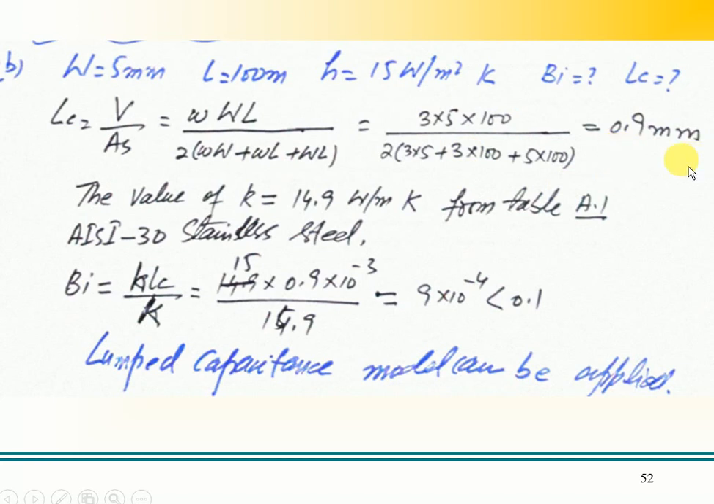I get 0.9 mm as my characteristic length. The value of k I have taken from the table for AISI 30 steel, of course at 300 Kelvin. So that value is about 14.9 watt per meter Kelvin. I put in the value of hLc by k. I get 9 exponent minus 4, 0.0009, which is less than 0.1. So therefore, the lumped capacitance model can be applied.